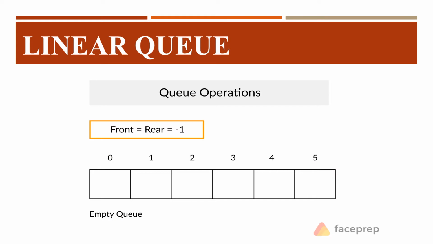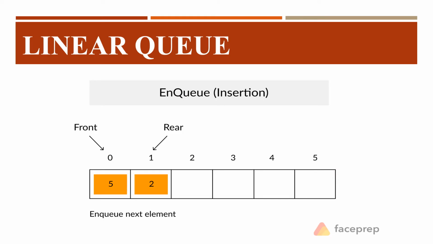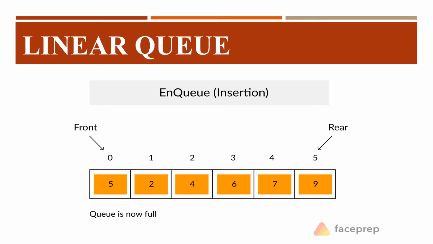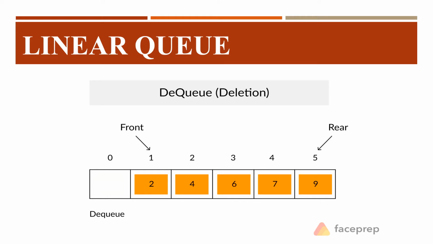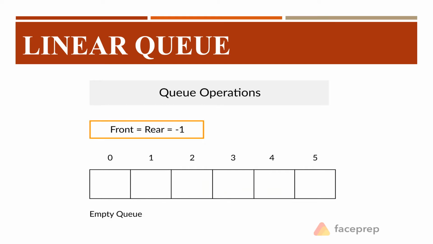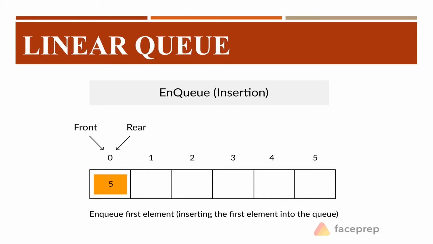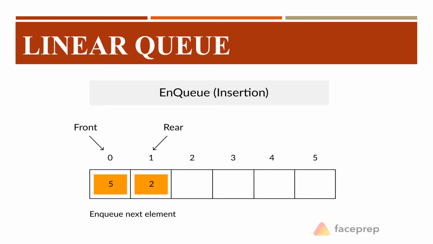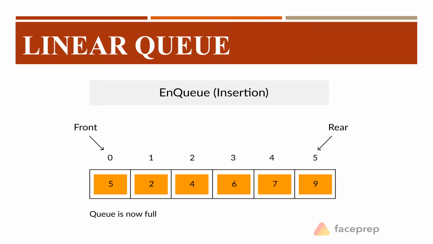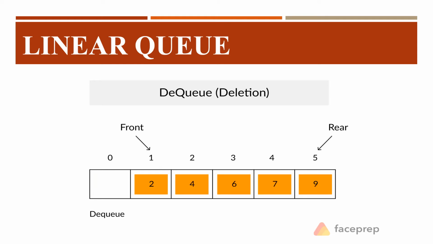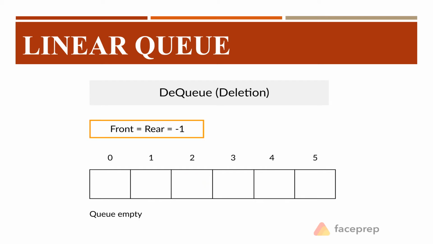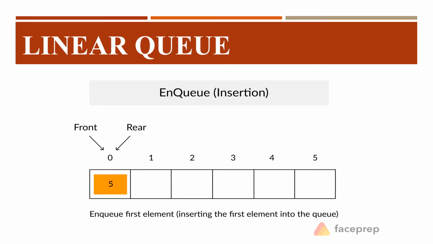Let us see how the linear queue will process. In linear queue, the elements are inserted and removed according to the first in first out principle. In the linear queue, we can perform two operations, NQ and DQ. NQ means inserting an element at the rear of the queue. DQ means removing an element from the queue at the front end. When you insert a new item in the queue, the rear arrow will move upward. When you remove an element, front also moves upward.